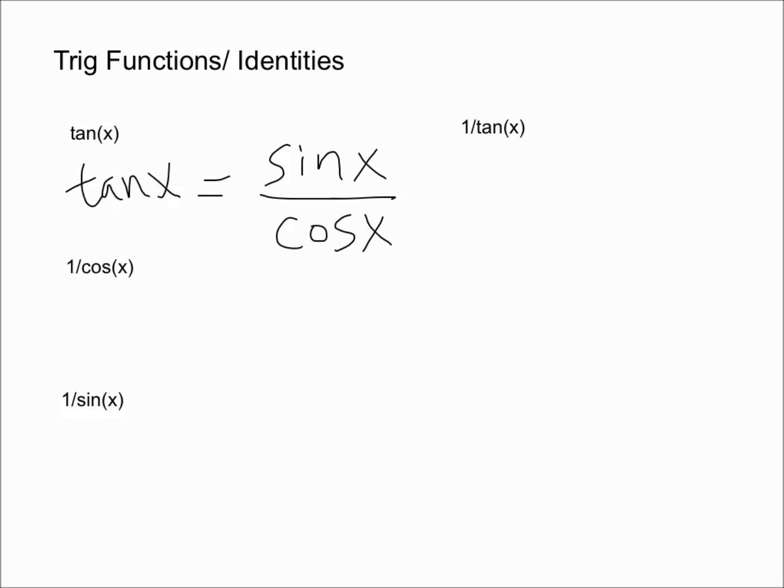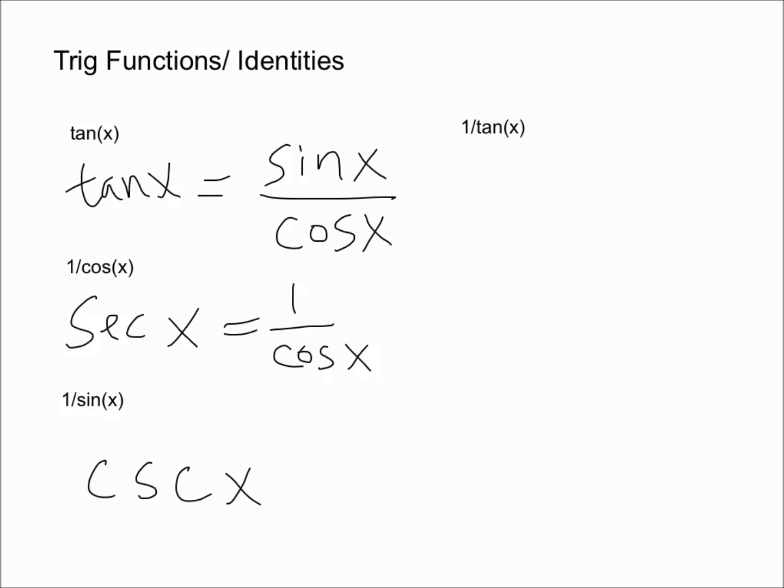The second function is the inverse function of cosine, which is 1 over cosine of x. And that's called secant of x. You can just write it sec x. So that's just 1 over cosine of x. The same goes for sine of x, but it's called cosecant, and you write it csc of x.